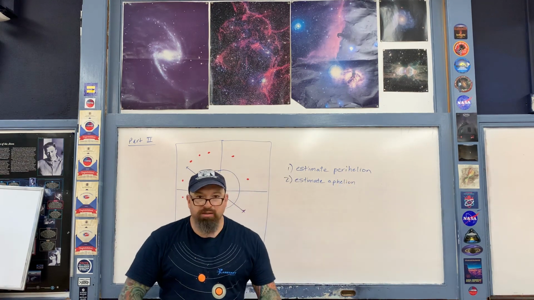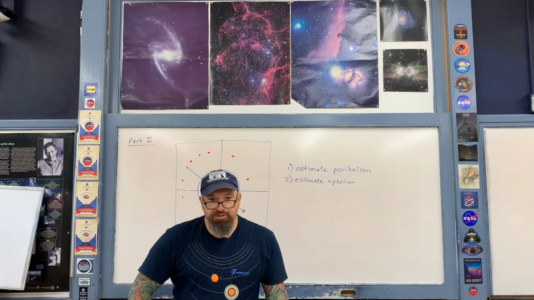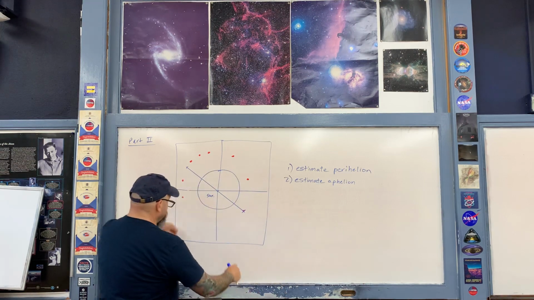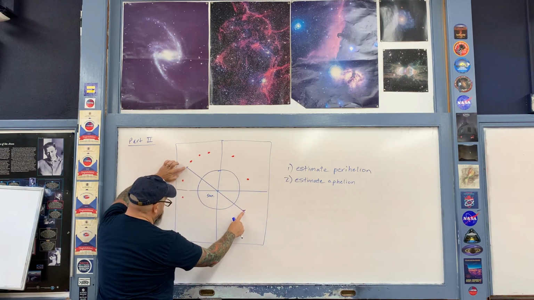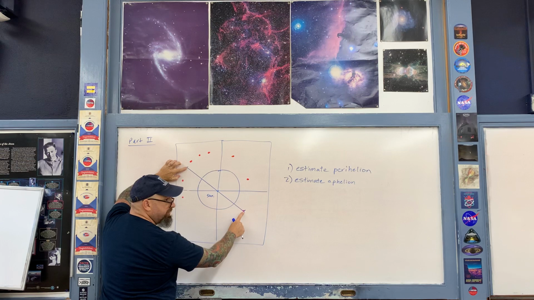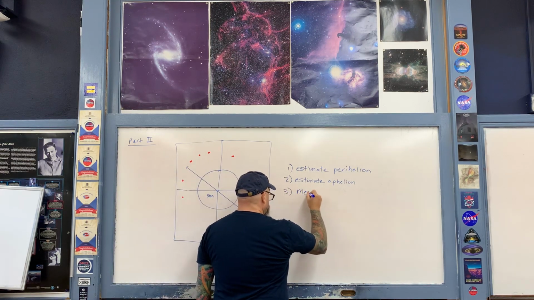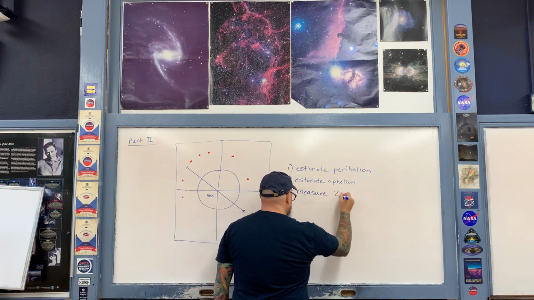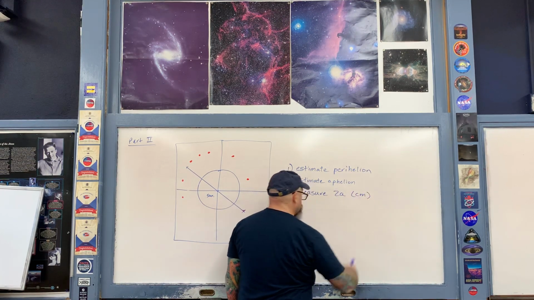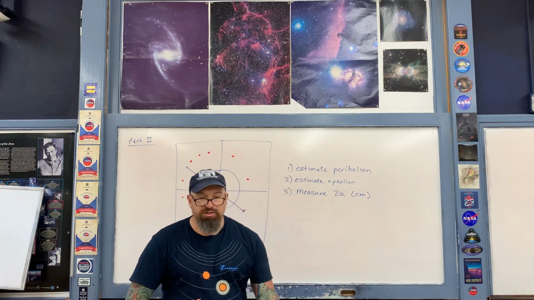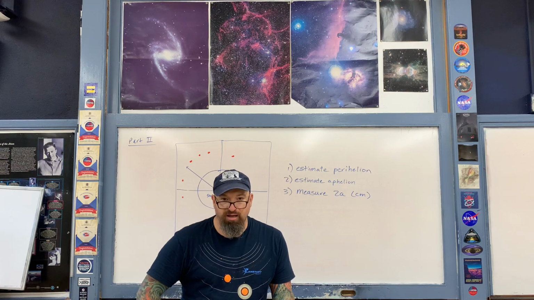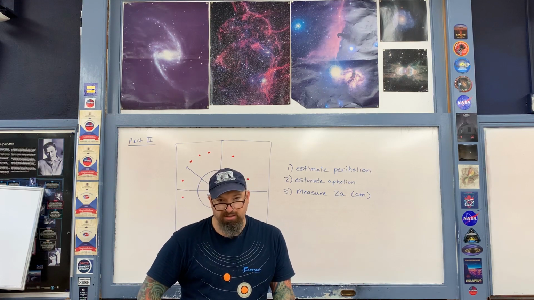Okay, next we're going to make a couple of measurements. The first distance that you're going to measure is this distance here from perihelion to aphelion. This is the major axis, which we're going to call 2A. Measure it in terms of centimeters. Once you've measured it in centimeters, divide it in half and then get the semi-major axis A.